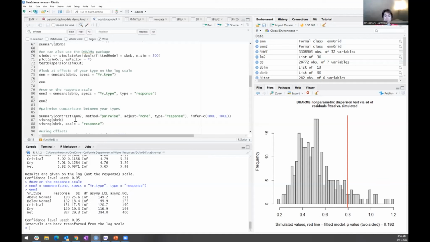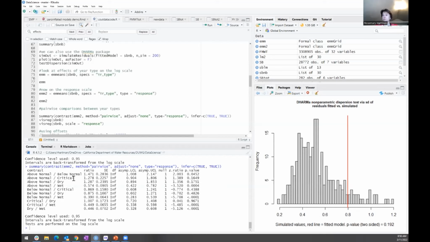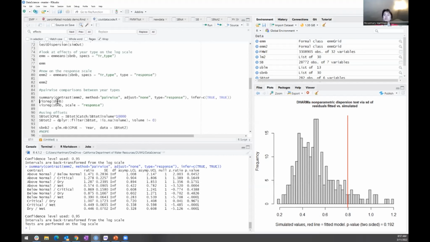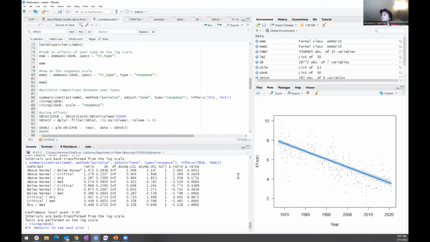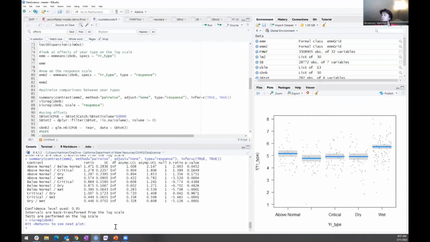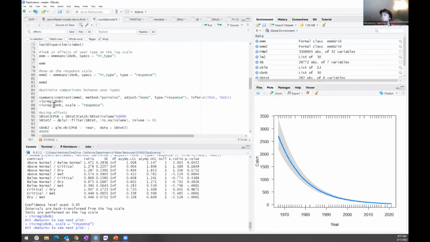Now, the best part, though, is the pairwise comparisons. So we can look at above normal versus below normal, above normal versus critical, etc. We don't get that from just our summary of the model. And it'll give us the p-value of which ones are significantly different. visreg is one of my favorite packages for visually looking at this. We can see the effect of year when water year type is held constant, and the effect of water year type when year is held constant. This is again on the log scale. If we want it on the response scale, you can just put scale equals response, and now that looks almost exactly like our data. Like, hey, that's probably a pretty good model if it looks like the curve in our data.